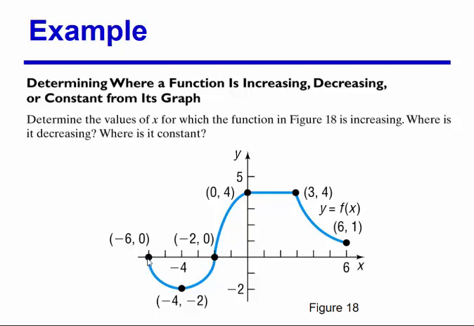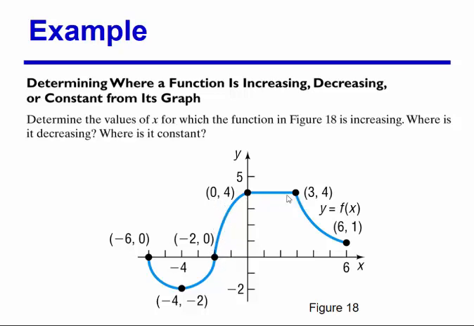And so here you can see from negative 6 to negative 4 that the function is decreasing. The reason being is that 0 is greater than negative 2, negative 6 is less than negative 4, and so it's decreasing. And then from negative 4 to negative 2, again, negative 4 is less than negative 2, and the y-values increase, so the function is increasing in this interval here. And then we go from negative 2, 0 to 0, 4. Negative 2 is less than 0, 0 is less than 4, so the function is increasing.